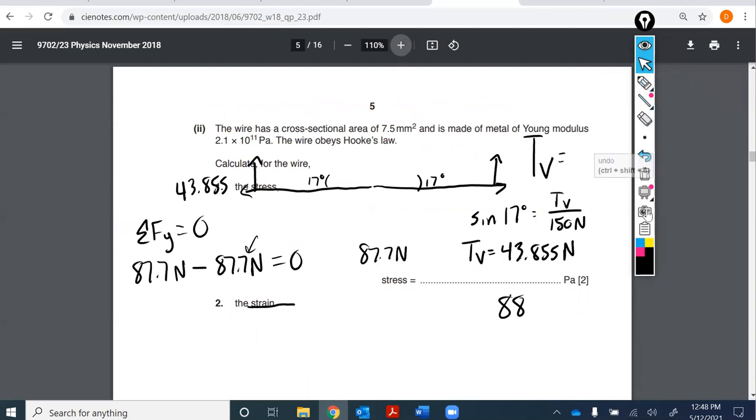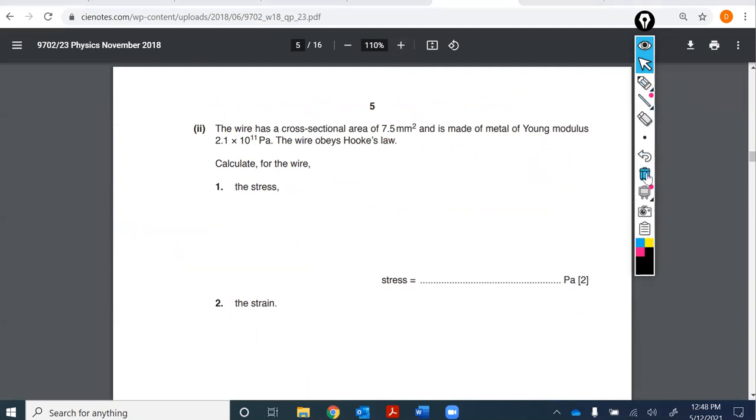The question goes on to read: the wire has a cross-sectional area of 7.5 millimeters squared and is made of metal of Young modulus 2.1 by 10 to the 11 Pascal. The wire obeys Hooke's law. Calculate for the wire the stress and then the strain.